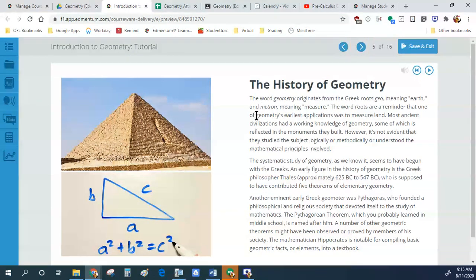So, history of geometry. Geometry comes from the Greek words geo, meaning earth, and metron, meaning measure. The idea is that back in the day, they used this to measure land. So that's how it was back in the day.